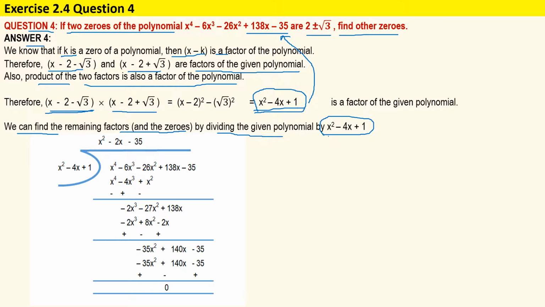So we keep the x square minus 4x plus 1 in the divisor place here, and the given polynomial is kept in the dividend position inside the division symbol, and all the steps to carry out the division are shown here, and we can find that the remainder is 0 and the quotient is x square minus 2x minus 35.